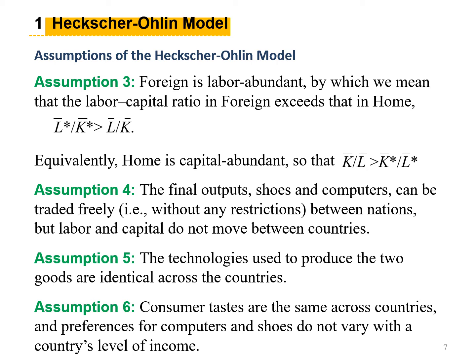The fundamental technologies used to produce the two goods are identical across the countries. So in this model, technology is not an explanation for why trade happens. They both have the same technology. And again, technology means basically the trade-offs between producing the two sorts of goods. Consumer tastes are the same across countries, so trade cannot be explained by different consumer tastes.